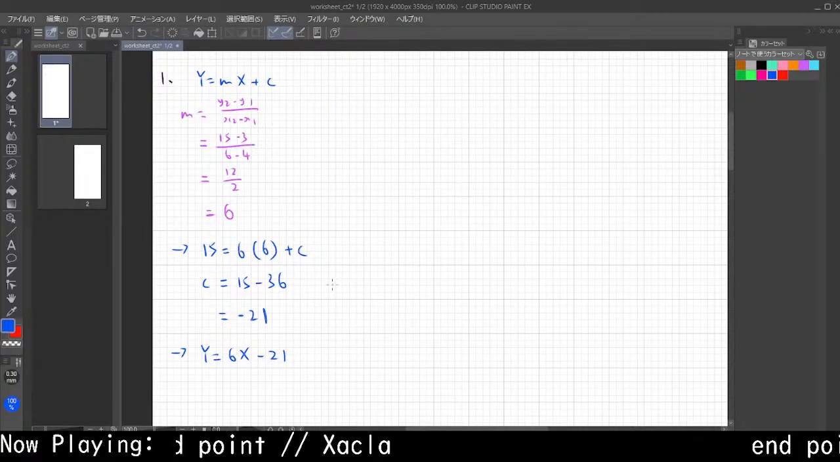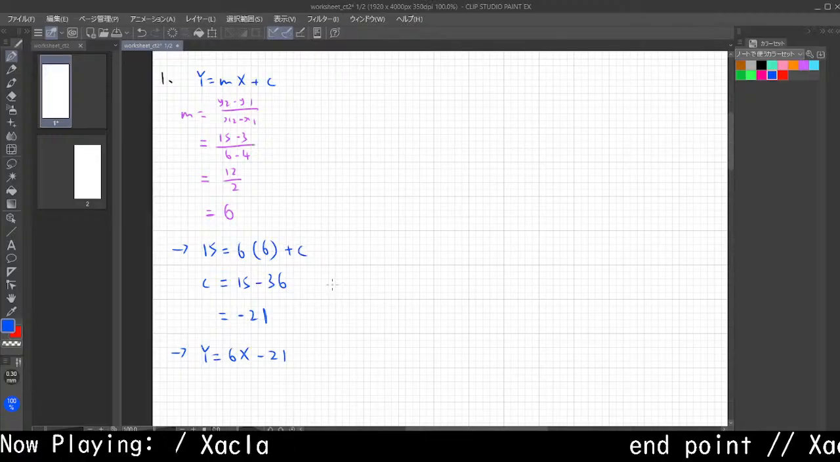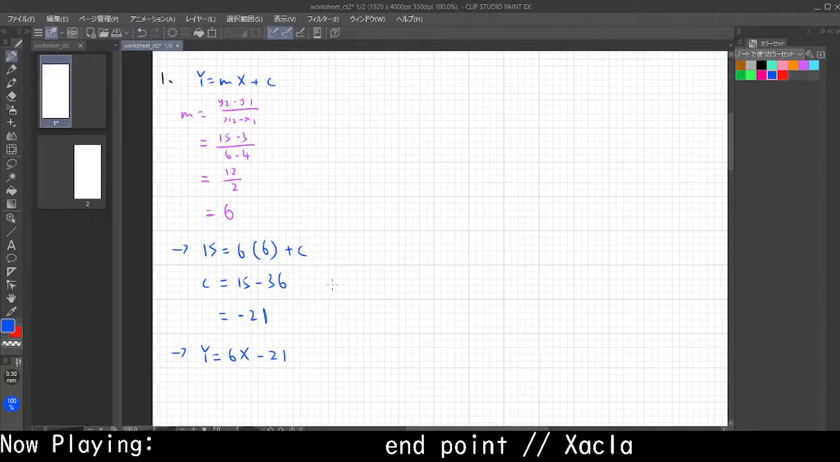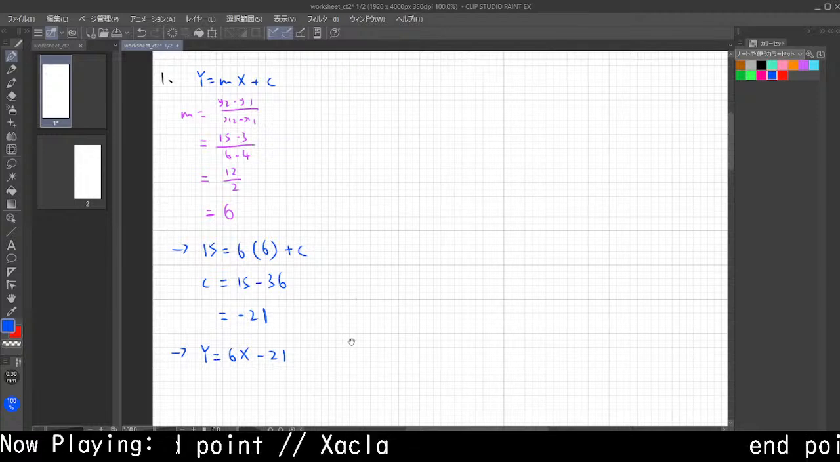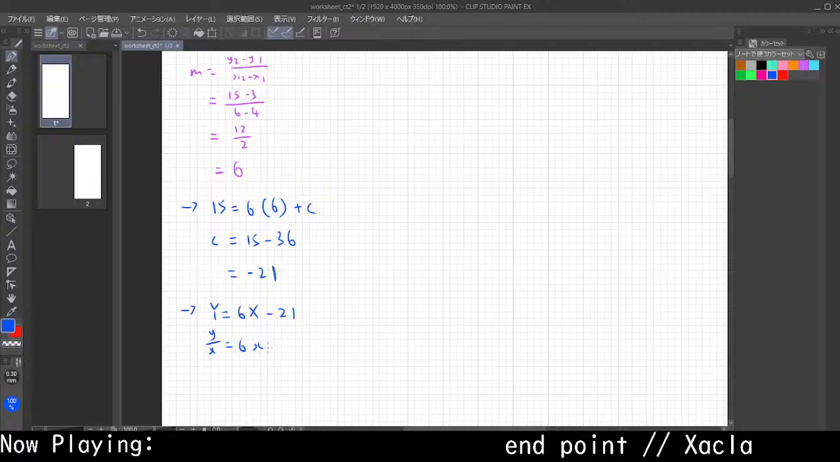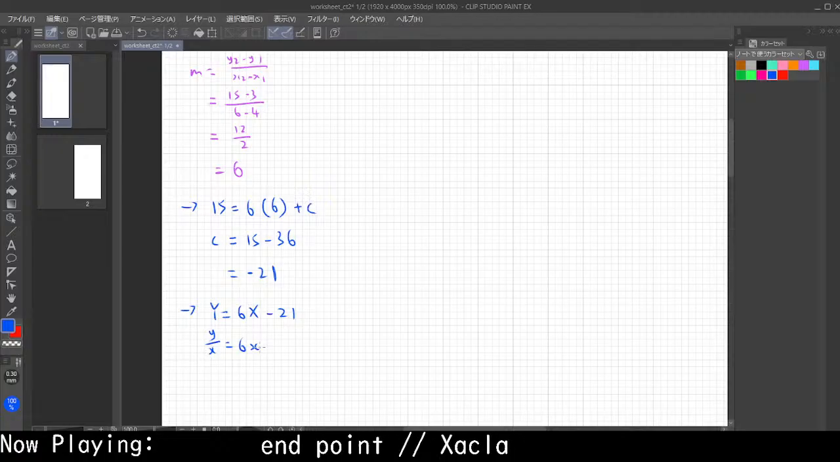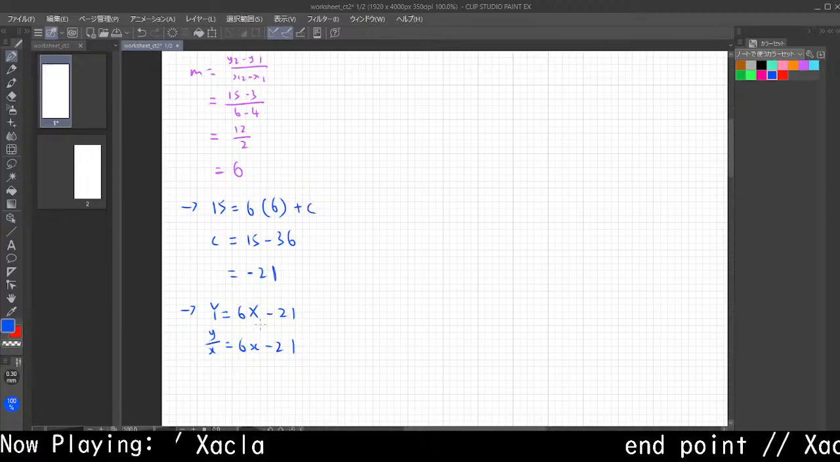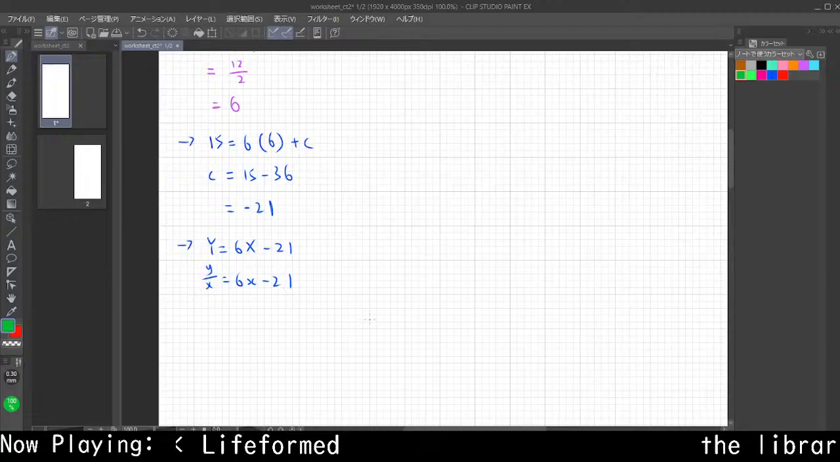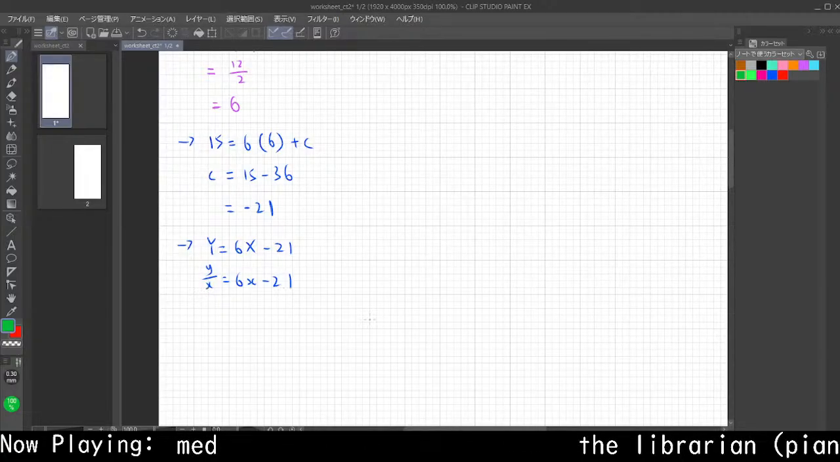Then, to complete your linear equation, you want to substitute your values into the equation. So you get y over x equals 6 times x. So just substitute the variables that are given to you in the graph directly into the equation. Then minus 21. Then you just get this. So after this is your linear equation. Then the equation requires y in terms of x.